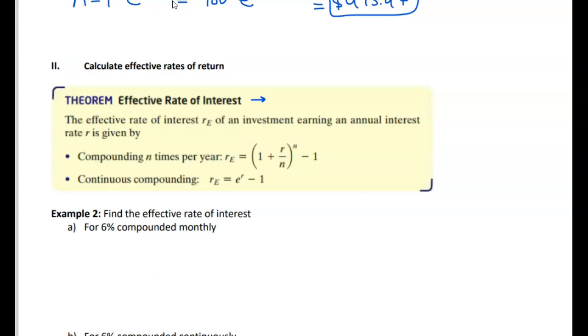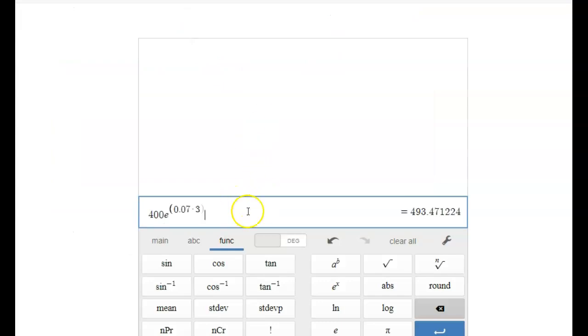All right, so let's look at finding the effective rate of interest for 6% compounded monthly. Okay, so R is 0.06 and n equals 12. So the effective rate is 1 plus 0.06 over 12, to the 12, minus 1. All right, plug it into the calculator.